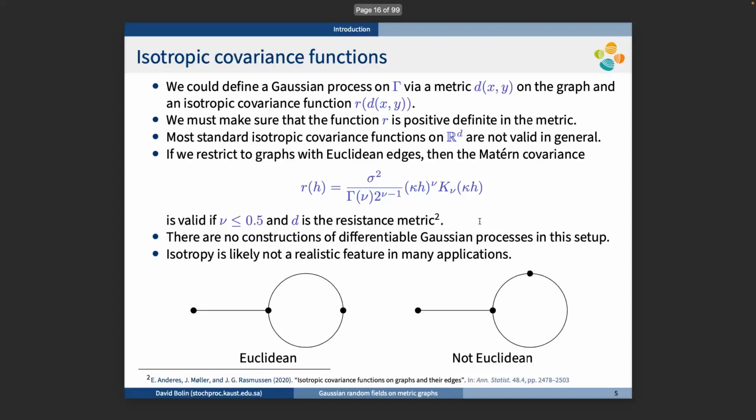And finally, I didn't mention what this restriction to Euclidean edges is, but this is also a bit restrictive. So for instance, here on the left, you have a graph with Euclidean edges, and on the right, you have one that does not have Euclidean edges. So this approach works for the left one, but not for the right one. Essentially, one restriction is that you cannot have two edges or two curves connecting 2 points that have different lengths. If you are in that setting, then this construction does not work.